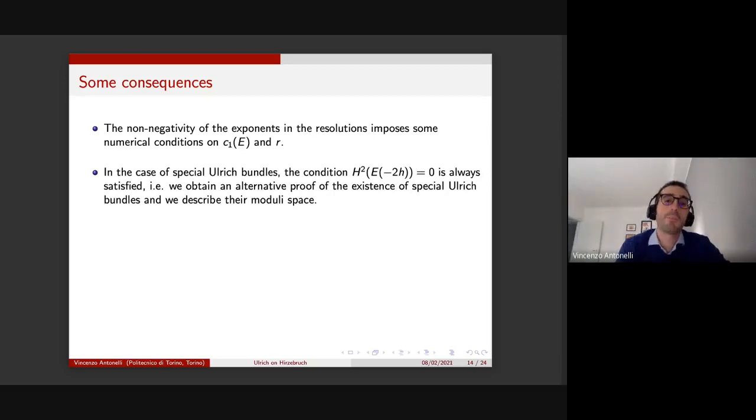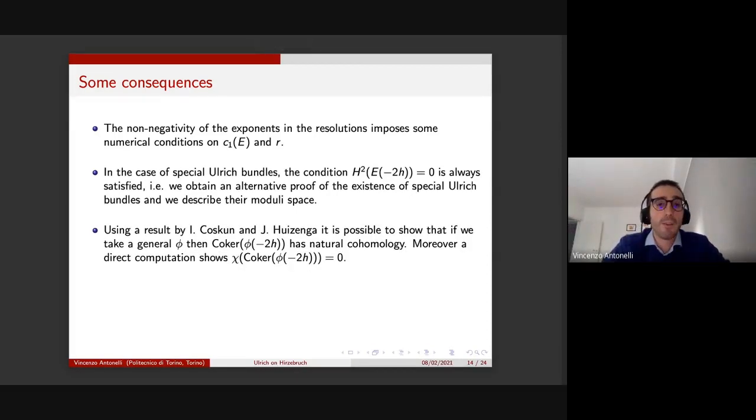So basically you obtain an alternative proof of the existence, and also some kind of description of their moduli space, because you can take the space of matrices represented by the map phi, take the open subset of injective maps, and quotient by some automorphisms of the variety, and you have a description of the moduli space.